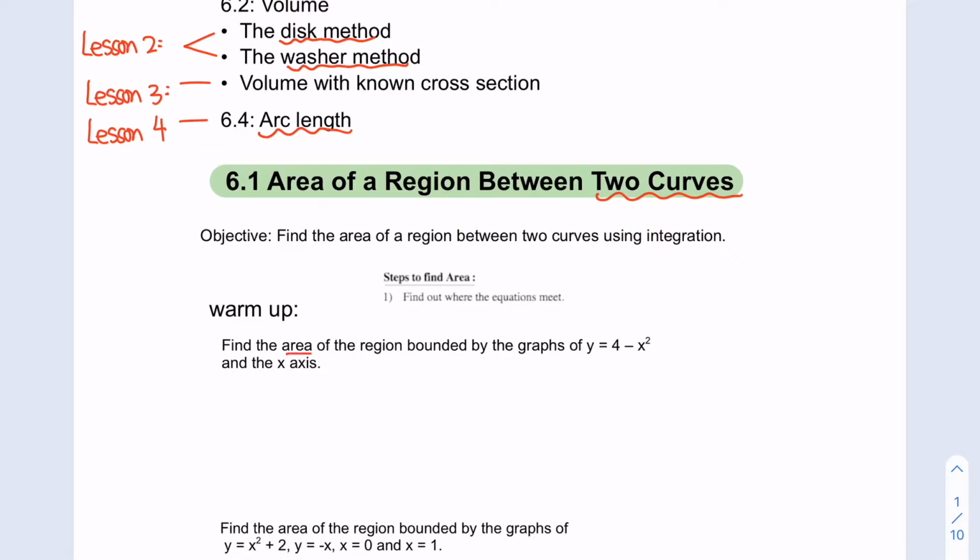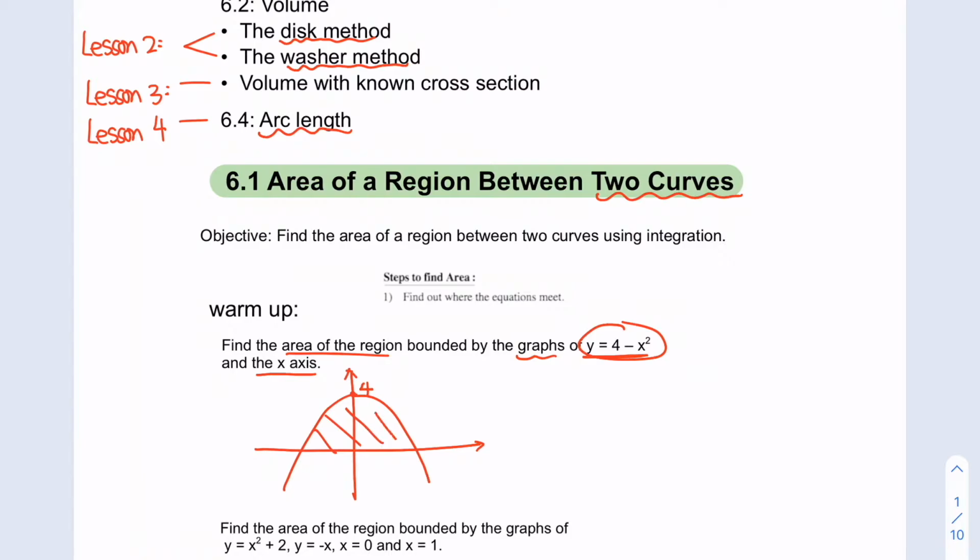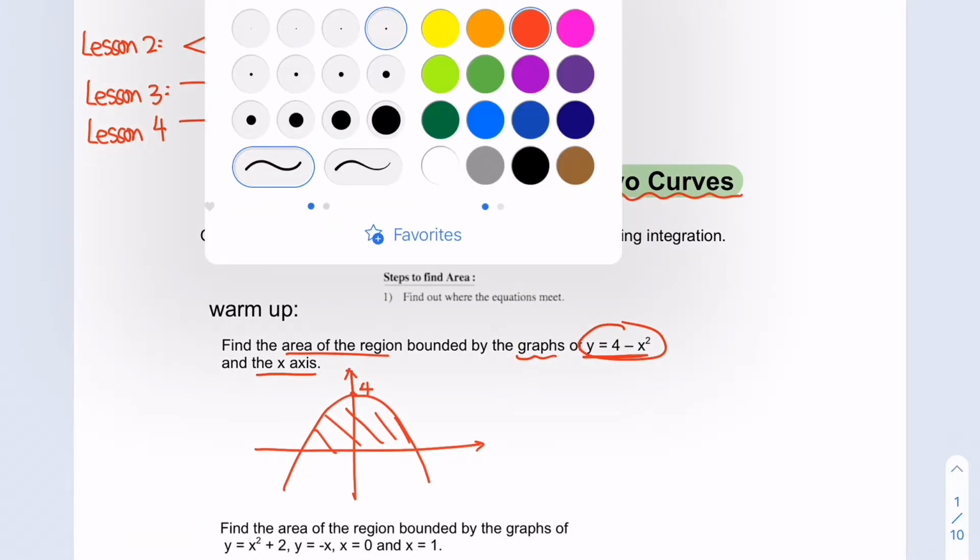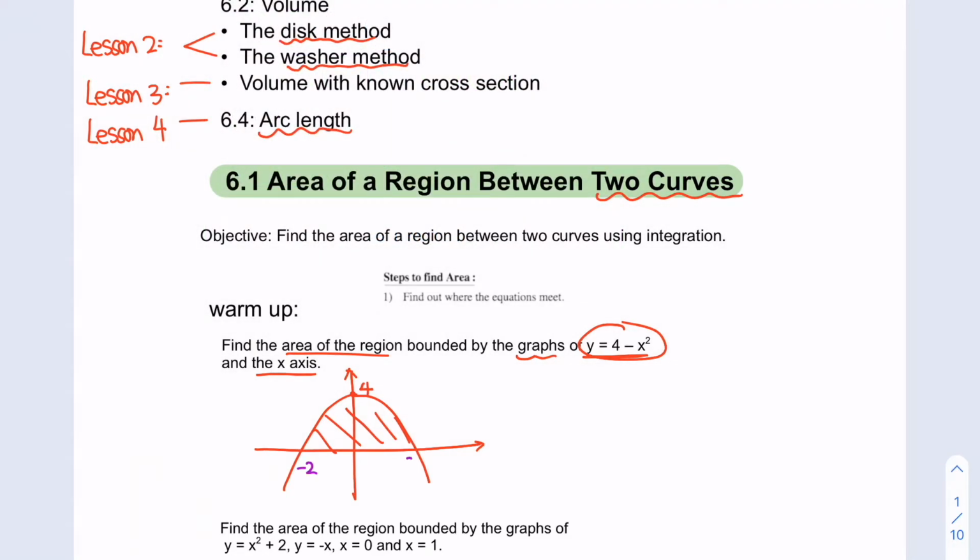How do we find the area of the region bounded by the graph of y equals 4 minus x squared and the x-axis? So sometimes you have to be able to graph some simple functions like this parabola. So let's have a look. The vertex will be x equals 0, y equals 4. Going down, this is the region we are looking for. So first, the area is from x equals -2 to +2.